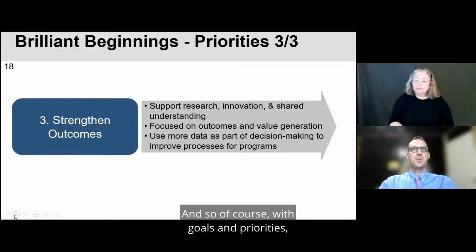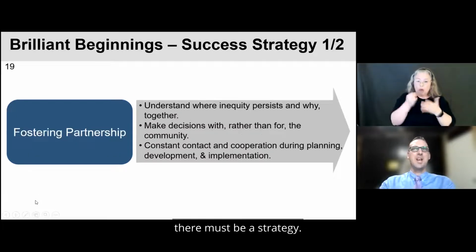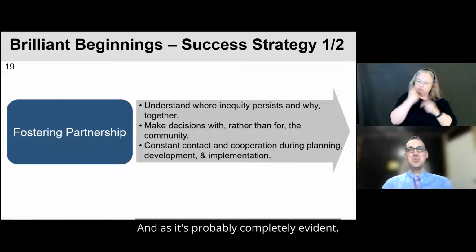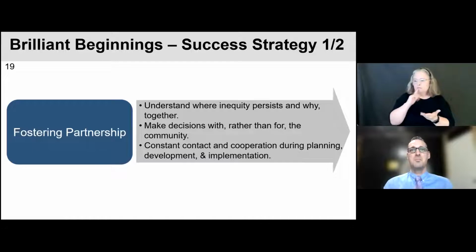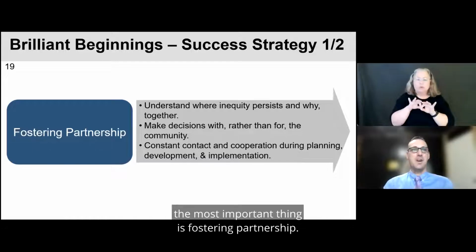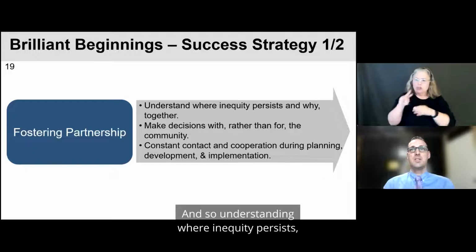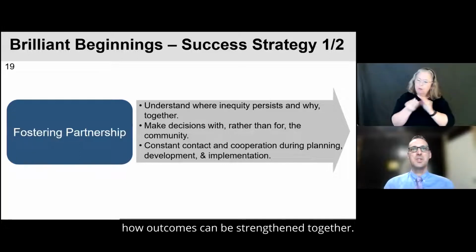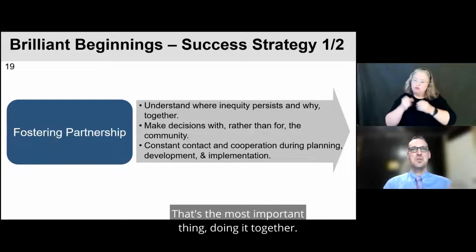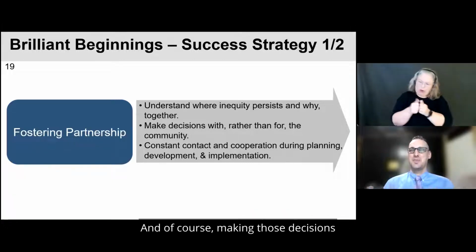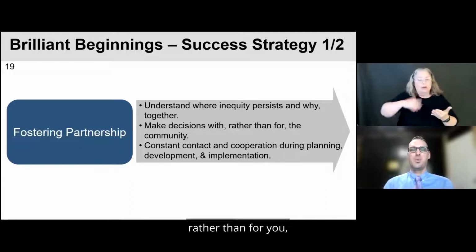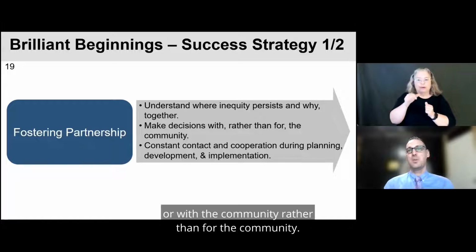And of course, with goals and priorities there must be a strategy, and we, of course, have a strategy for doing that. As is probably completely evident, the most important thing is fostering partnership. So understanding where inequity persists, how services can be more accessible, and how outcomes can be strengthened together. That's the most important thing, doing it together. And of course, making those decisions, when we get to that point, with you rather than for you, with the community rather than for the community.